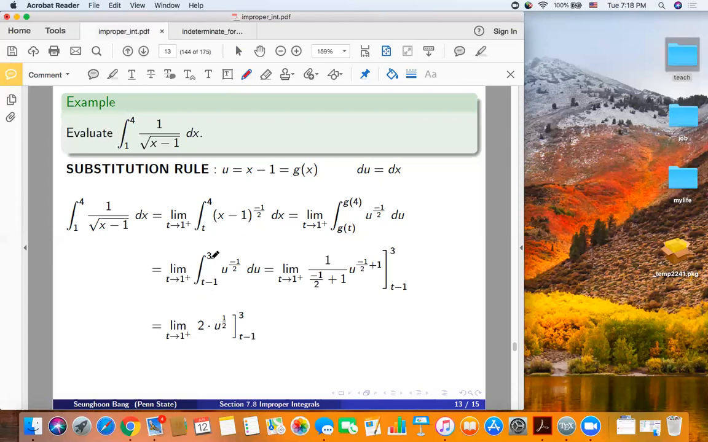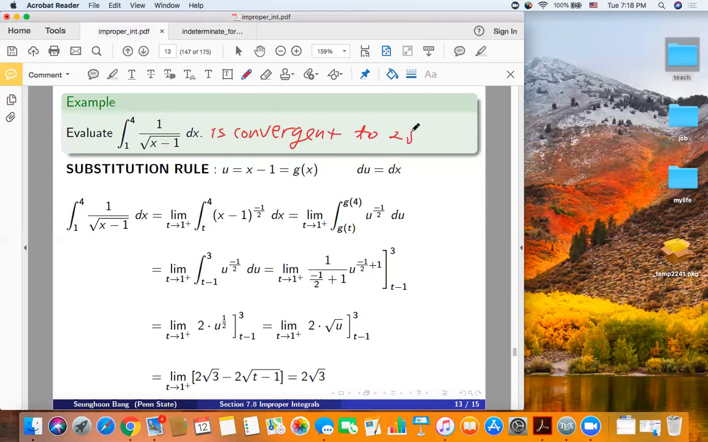You plug in to simplify: 1 over 1 half is 2, u to the 1 half, exactly 2 times root u. You plug in 3 and root of t minus 1. So what happens? As t approaches 1, 1 minus 1 goes to 0. So we have 2 root 3. What does it mean? This improper integral is convergent. Convergent to 2 root 3. This is the answer.